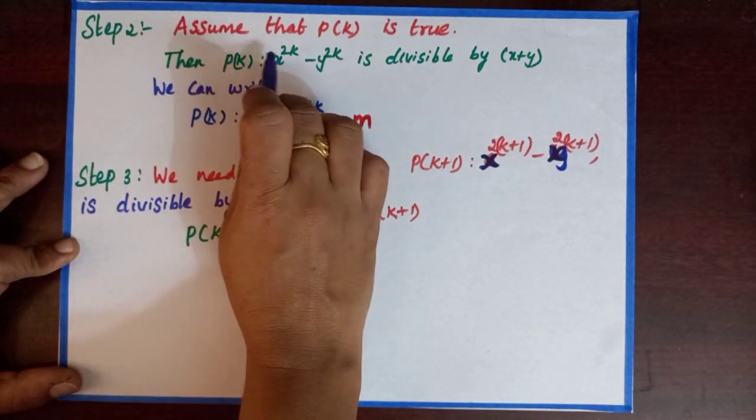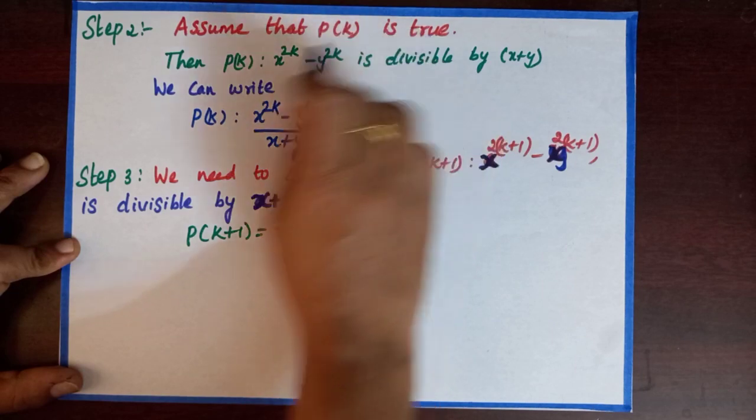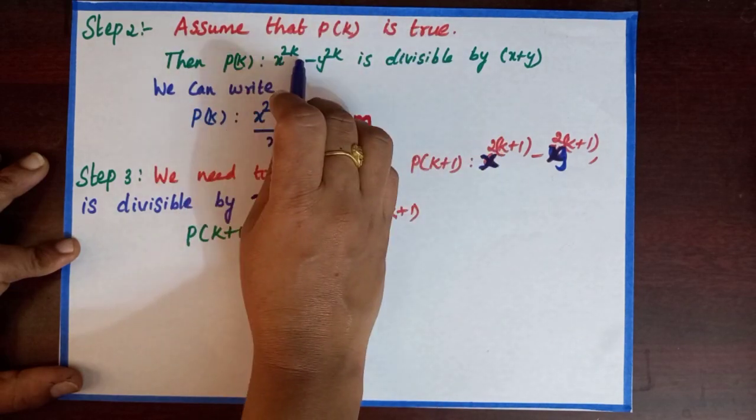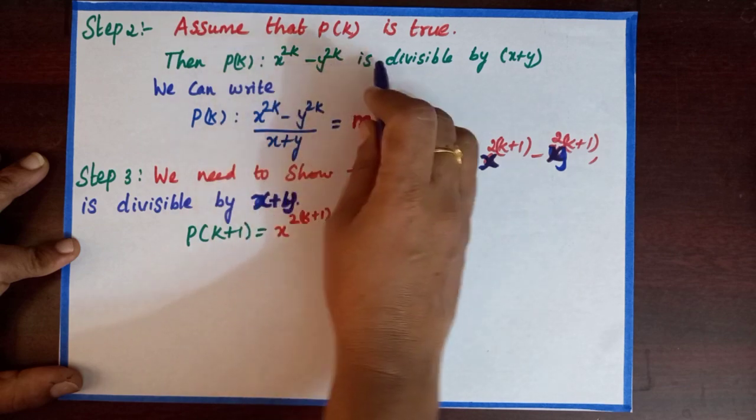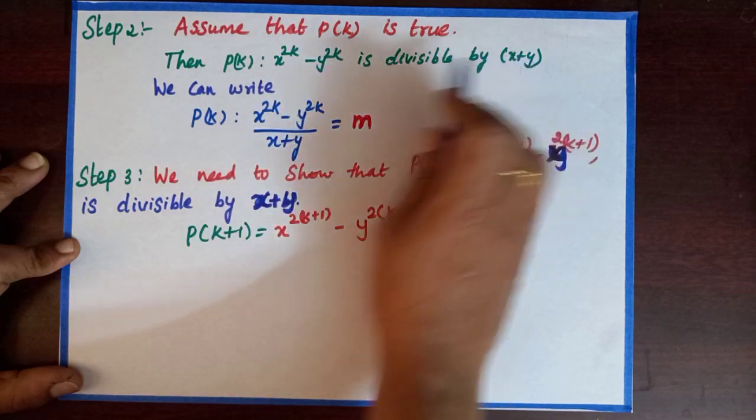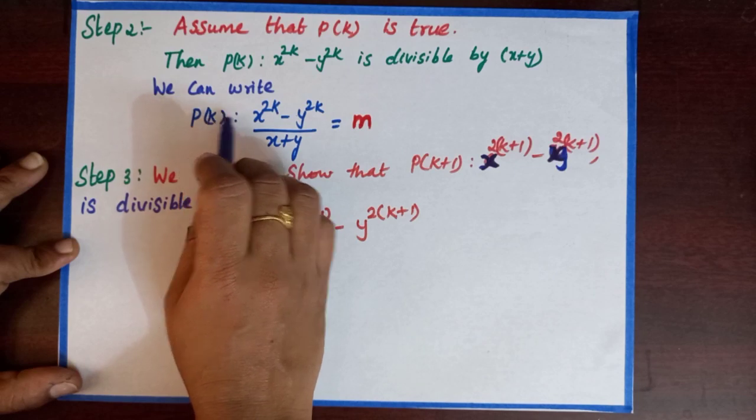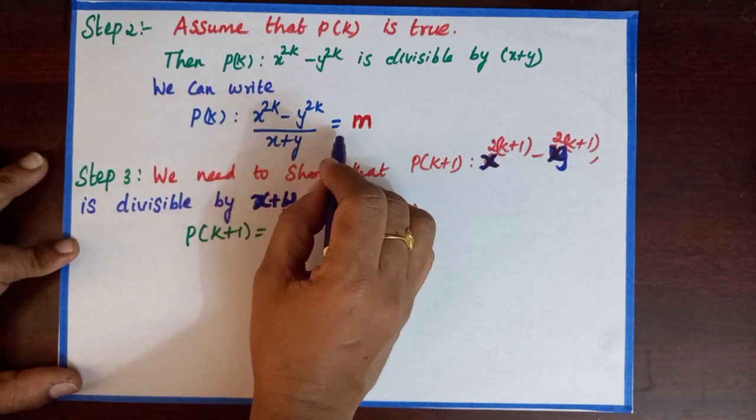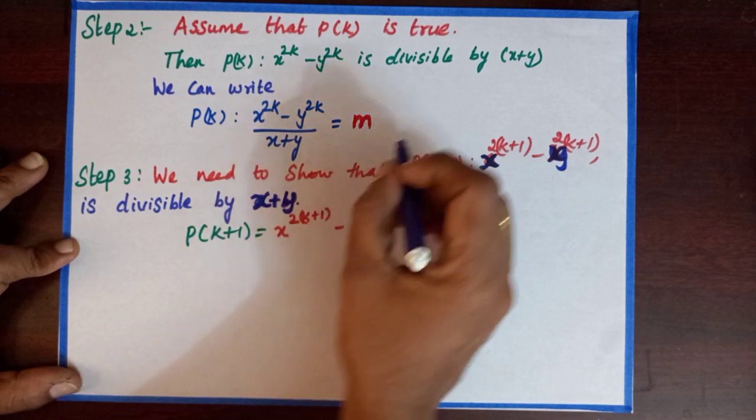Step 2. Assume that P of k is true. Then, in the place of n, we need to substitute k. Then P of k is x power 2k minus y power 2k is divisible by x plus y. We can write P of k as x power 2k minus y power 2k by x plus y, which is equal to m, where m is a constant.